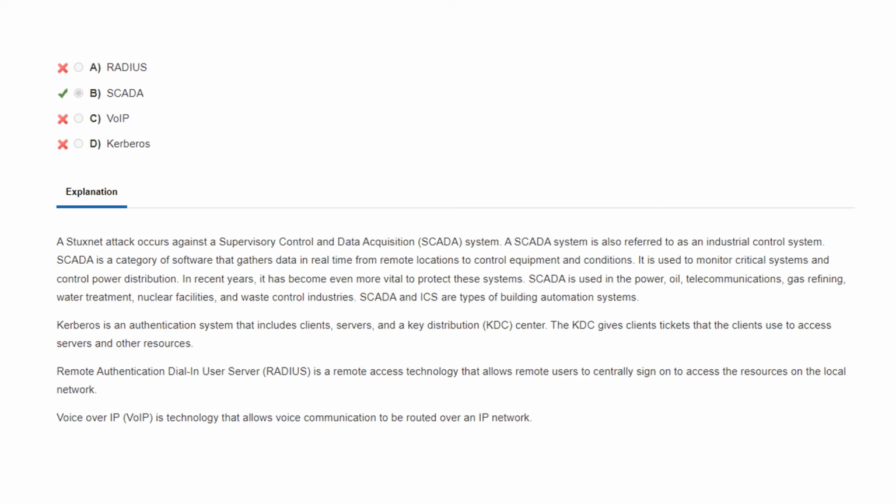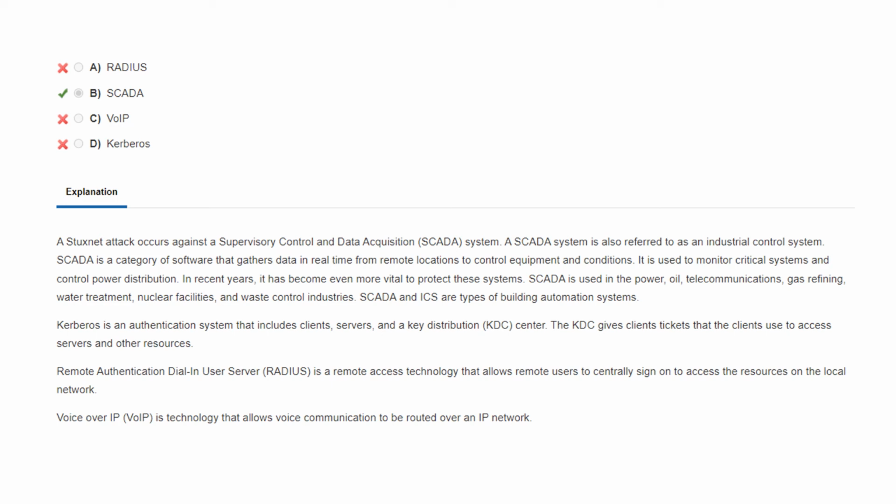A SCADA system is also referred to as an industrial control system. SCADA is a category of software that gathers data in real time from remote locations to control equipment and conditions. It is used to monitor critical systems and control power distribution. In recent years, it has become even more vital to protect these systems. SCADA is used in the power, oil, telecommunications, gas refining, water treatment, nuclear facilities, and waste control industries. SCADAs and ICS are types of building automation systems.